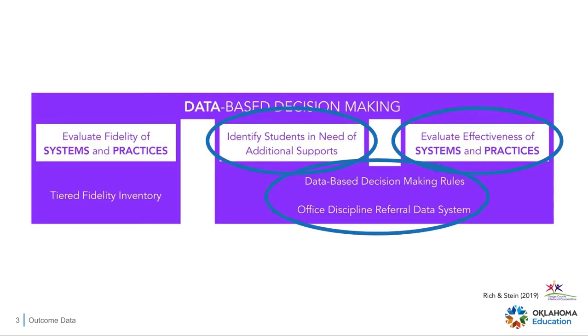In previous lessons, we have referenced the PBIS framework for implementing school climate transformation through MTSS. Today, we will be discussing the data-based decision-making section of the framework. More specifically, we will discuss evaluating the effectiveness of implementation and how to use outcome data to drive the interventions and supports for students.